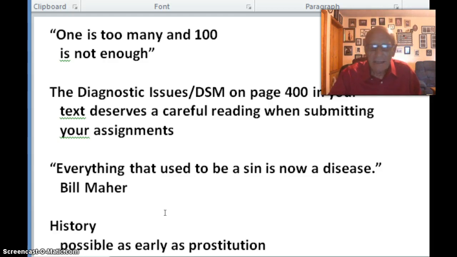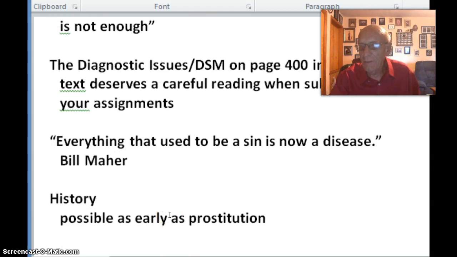And if we go back in the history of alcohol, it's probably as early as prostitution. I don't know for sure, but I know that the history of alcohol goes back a long ways. And we have stories of individuals who felt as though when something would ferment, it would become toxic, it would become poisonous.